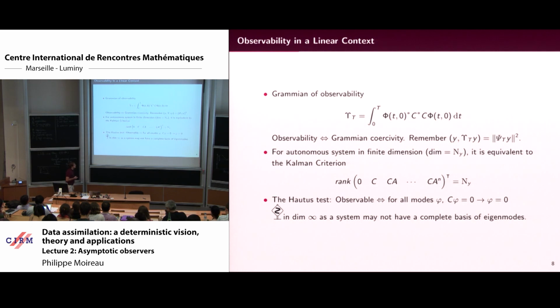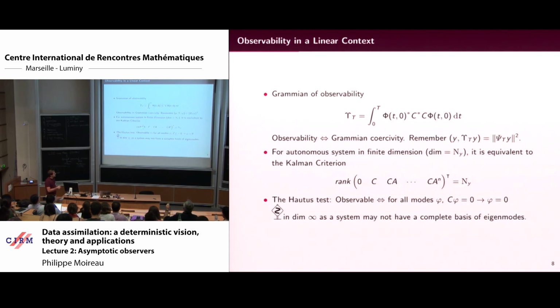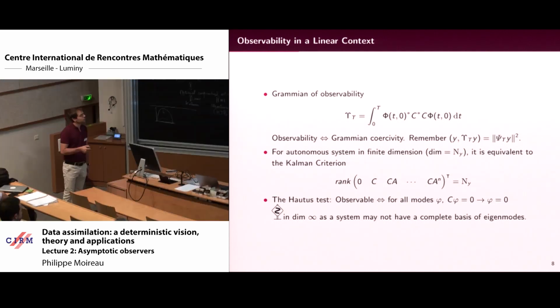For an autonomous system in finite dimension, it's equivalent to see if this is invertible, and the so-called Kalman condition is given. In Kalman, you introduce the rank of this matrix, and you have to see if the rank of this matrix corresponds to the whole state space.